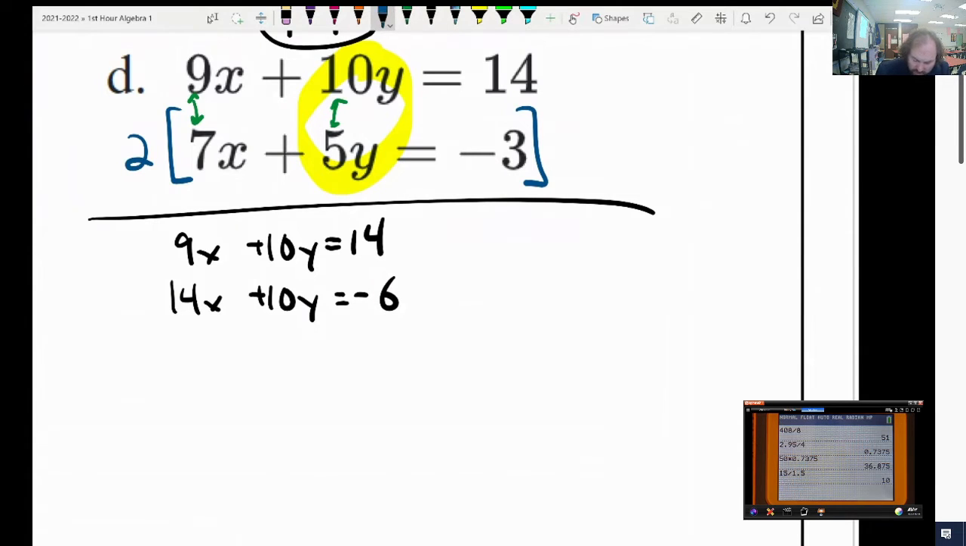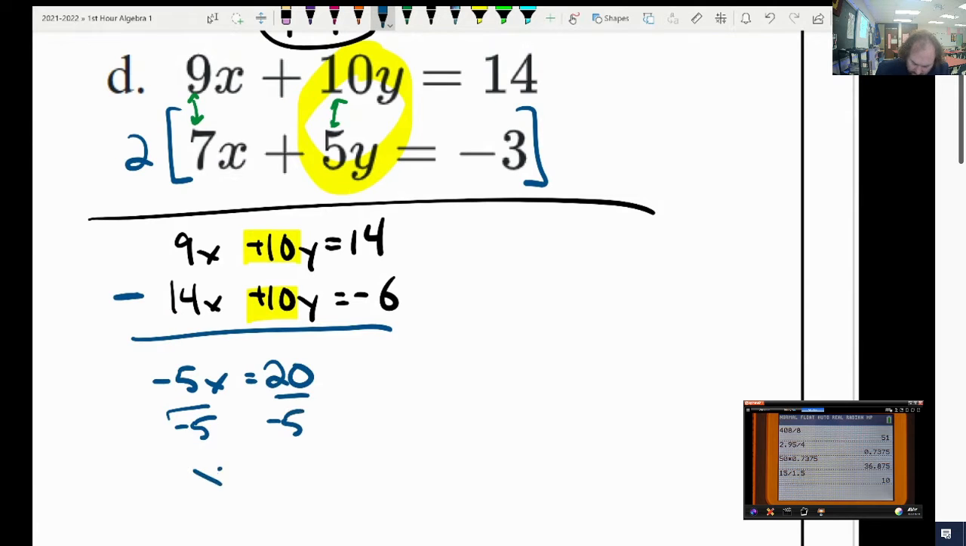And now, since we have the same sign, plus 10 and plus 10, we're going to subtract, kind of like we did in question A. You get negative 5x equals 14 minus negative 6, which is 20. Careful on that one. Then divide the negative 5, and you'll get x equals negative 4.